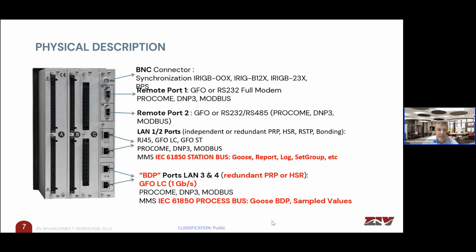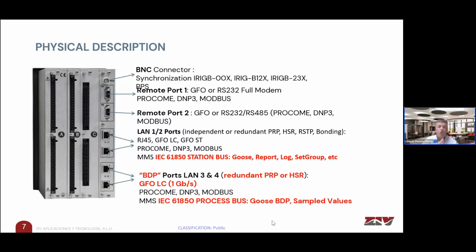The physical media will be fiber optic LC connectors. And I will show you later the kind of arrangement or topology between the central unit and the bay units. But it is important to keep in mind that these LANs 3 and 4 are specifically and exclusively used for the communication of the central unit and the bay units. This is what is called the process bus in the IEC 61850 standard.